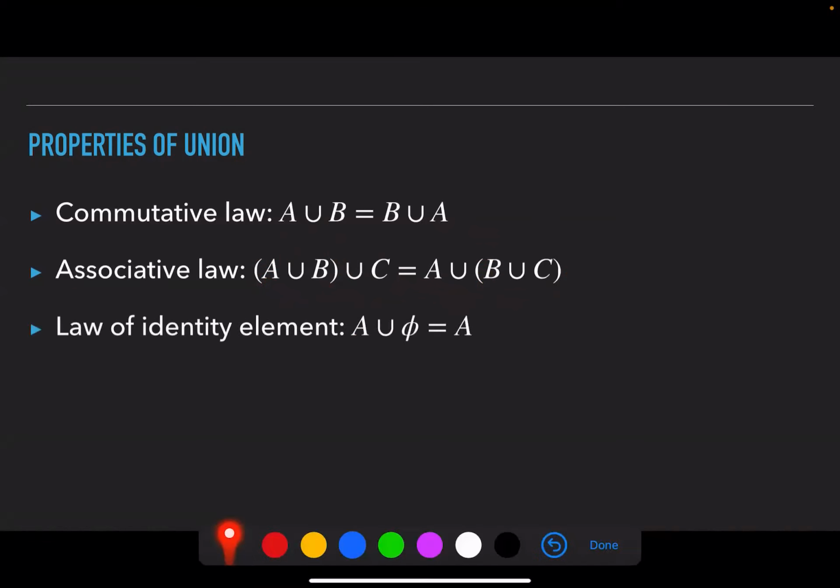And the law of identity. Law of identity is if you have a null set. So null set has nothing, right? It has no elements. So when you take A union null set, what are you going to get? You're going to get A. So it's like in numbers, you're adding 0 to 5. If you add 0 to 5, what are you getting? You're getting 5. So 0 is the additive identity, you can say, the identity element under addition. So here, for union, what is the identity element? It is the null set. Do you guys understand this?